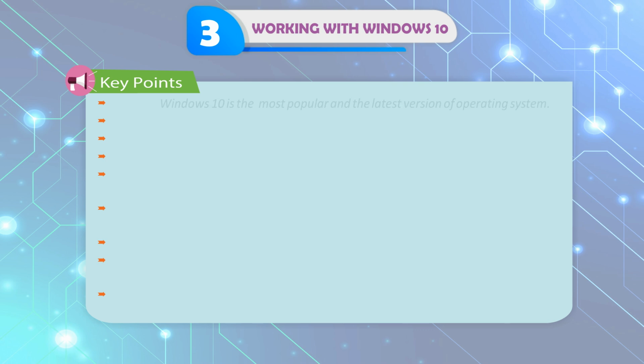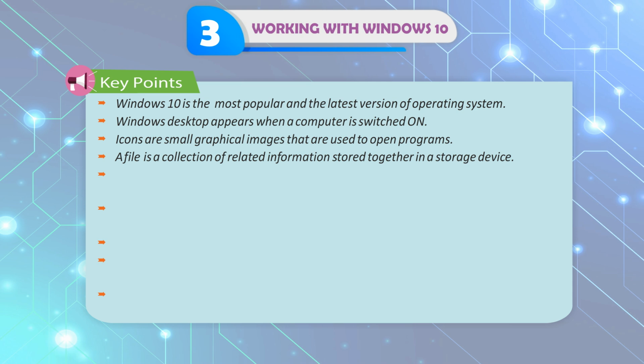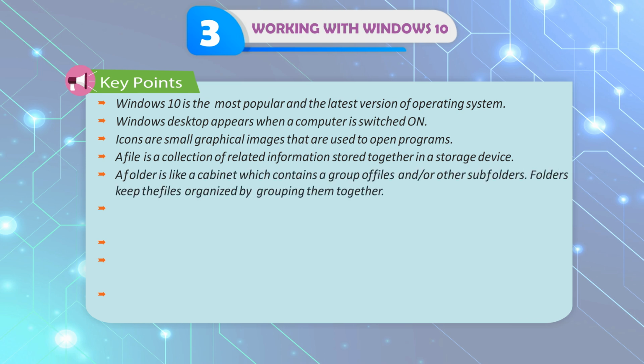Key points. Windows 10 is the most popular and the latest version of operating system. Windows Desktop appears when a computer is switched on. Icons are small graphical images that are used to open programs. A file is a collection of related information stored together in a storage device. A folder is like a cabinet which contains a group of files and or other subfolders. Folders keep the files organized by grouping them together.